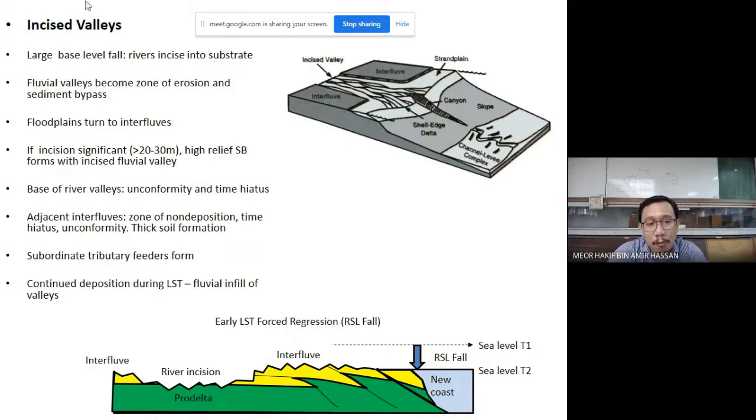What about the areas away from the river valleys here? What's happening here? Now, these areas we call interfluves. Inter, between, fluve, rivers. Okay. And here, it's mostly non-erosion, but it's a combination between non-erosion and erosion. And you also have lots of soil forming. This soil weathering is occurring here because there is subaerial exposure.